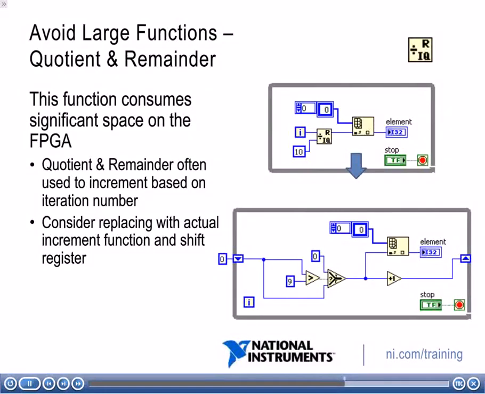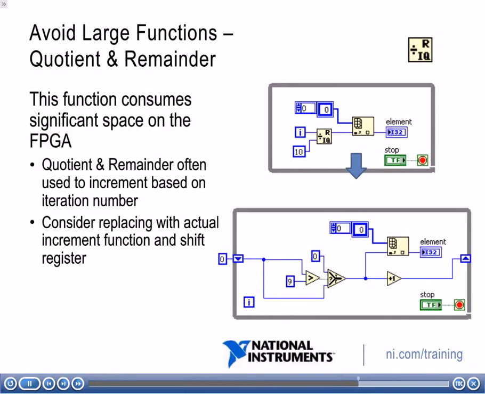If we look at these two block diagrams, one common place where people would use a quotient and remainder function when they don't need to is when they're trying to implement some sort of counter on their loop. If you look at the top one, what the user is trying to do is make the output of that quotient and remainder go from 0 to 9. So it's just going to go 0, 1, 2, 3, 4, 5, 6, 7, 8, 9, and then go back to 0, 1, 2, 3, 4, 5, 6, 7, 8, 9.